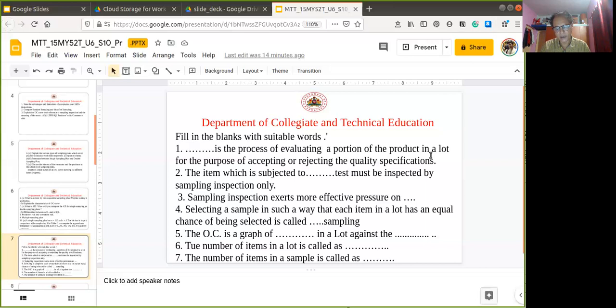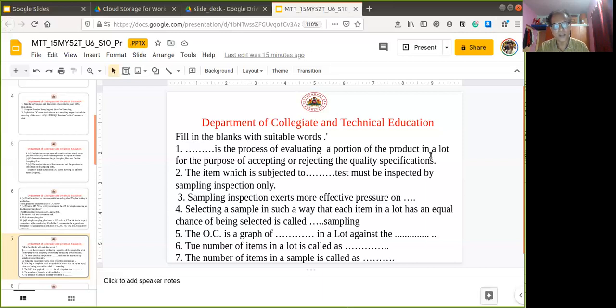The fourth one is that selecting a sample in such a way that each item in the lot has an equal chance of being selected is called dash sampling. So in the sampling plan we are going to select some of the items randomly from the lot. So the answer for fill in the blank number 4 is random. We are going to select the items randomly from the lot.